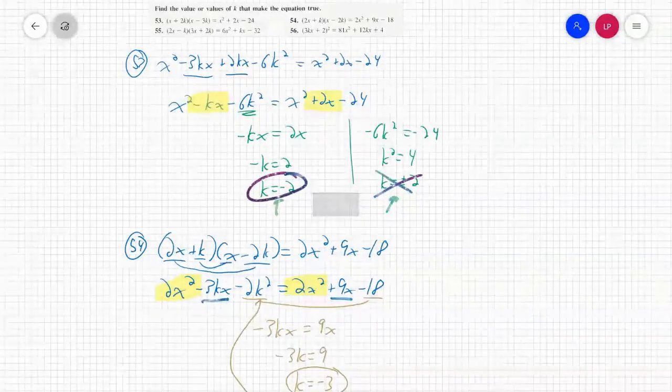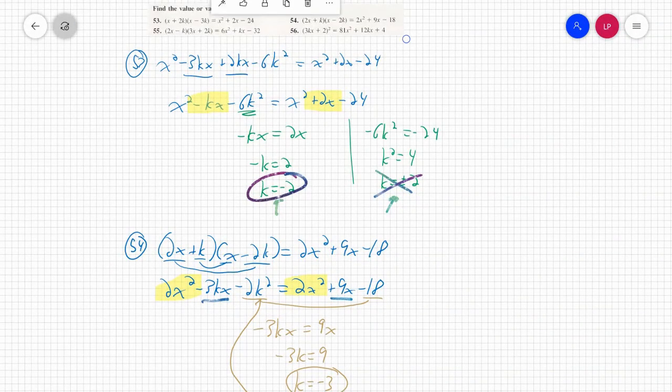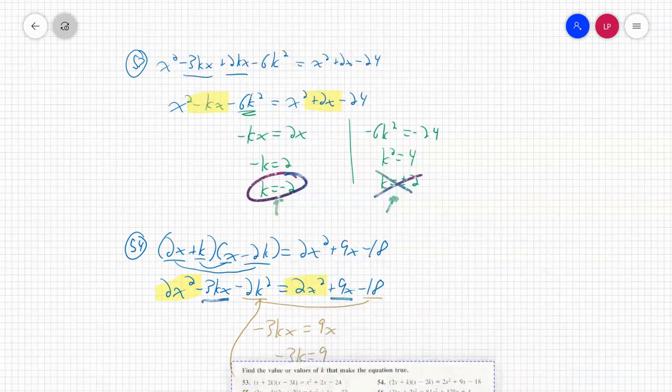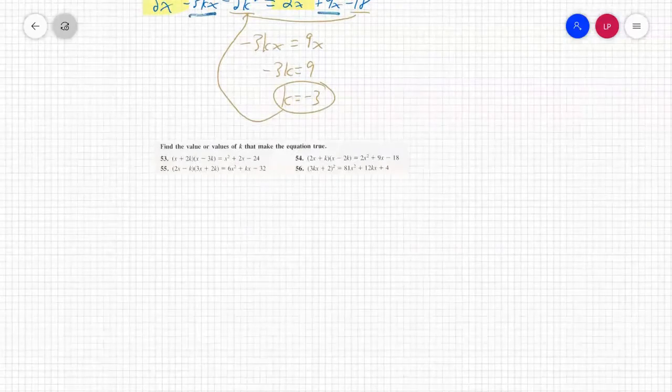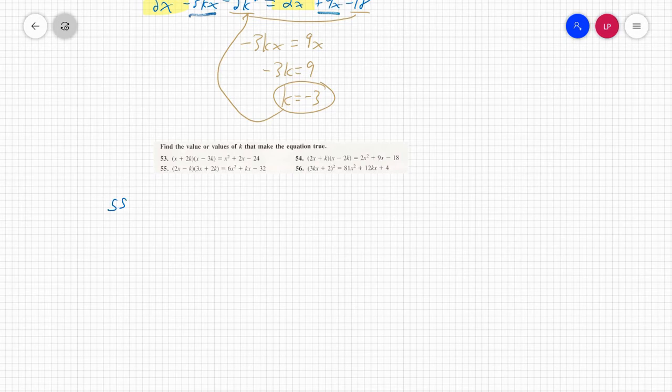Okay, looking back at the next one, see if I can drag this down so I can keep this going. Drag this down a little bit more. Okay, now let's look at 55. If I multiply this out, I get 6x squared plus 4kx minus 3kx, so that's plus kx, and minus 2k squared, and that needs to be equal to 6x squared plus kx minus 32.